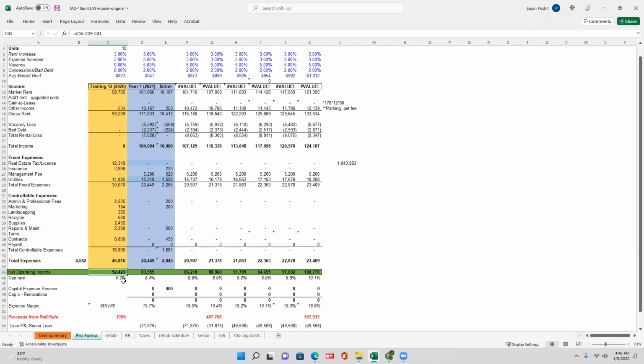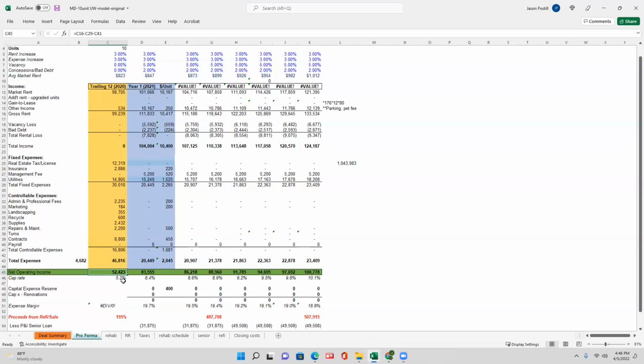Or no, let's say this, let's go backwards. Let's pretend we're buying this and say, hey, we want to buy this at a 6 cap. Maybe there's no shot in hell, but what price would that be at a 6 cap? We were getting debt at 4%. We want a 2% spread. So a 6 cap is our number. We would take 52,423 and divide that by a 6 cap. 52,423 divided by 0.06. And that would mean for us to get a 6 cap on this trailing 12 income is 873,716.